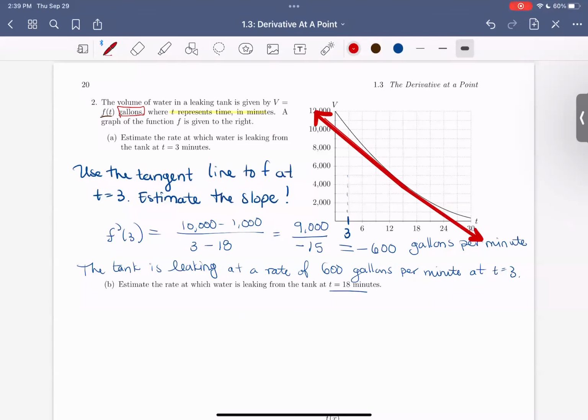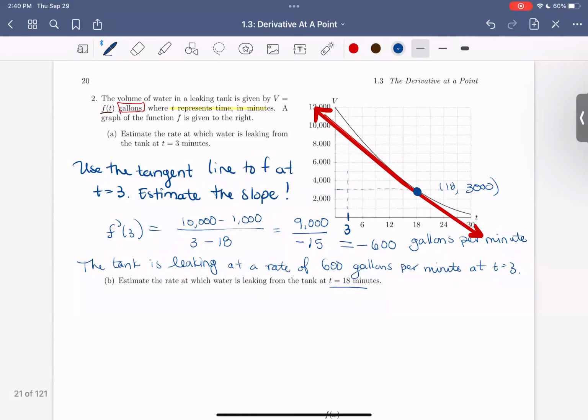All right, so here I have a rough sketch of that tangent line on my curve. I have the point t equals 18, and I've drawn an estimate of that tangent line. Now to estimate the slope of the tangent line, I'm going to pick 2 points on that tangent line. I already have here 18. And it looks like if I go over to the vertical axis, 3,000. And then if I want to pick another point, it looks like it kind of goes through this point here. So it's going to be 3 and 9,000.